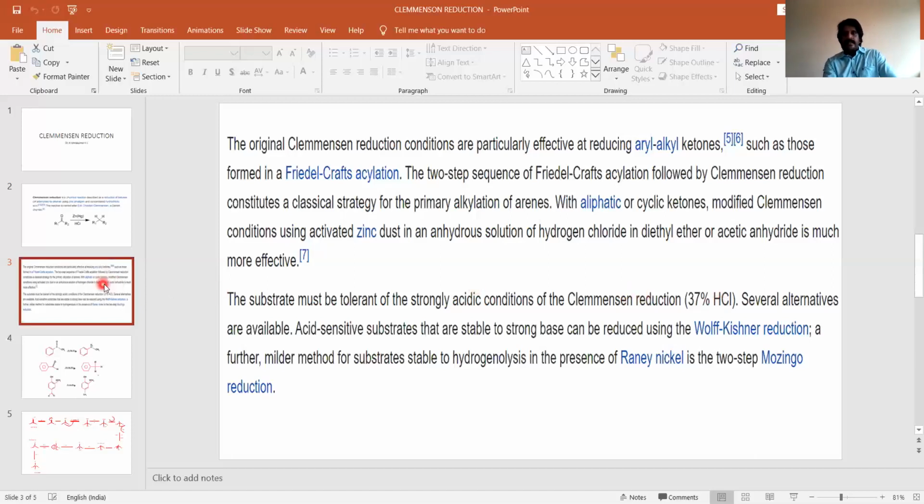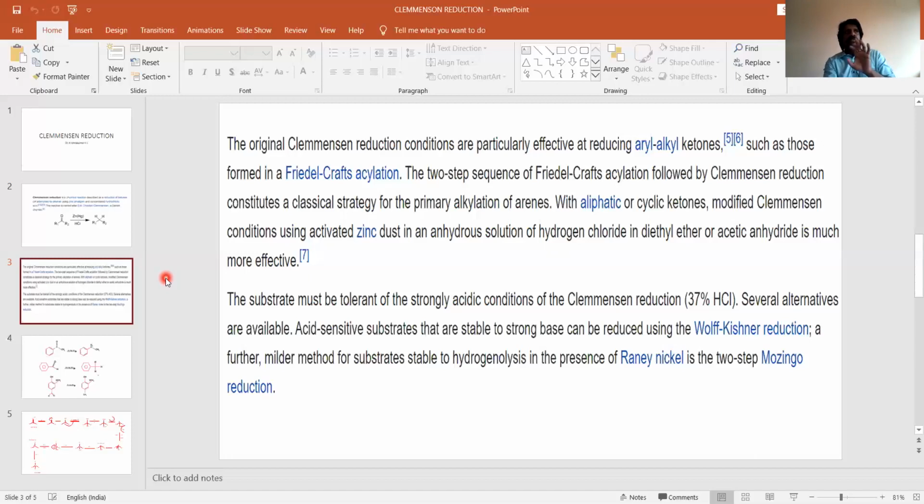So in this slide, I was trying to say that this Clemmensen reduction is applicable to, or effective in, reducing a variety of aldehydes and ketones, which usually result from Friedel-Crafts acylation. And when we change the reaction conditions, for example, zinc can be substituted with tin, and alcohol can be used in place of HCl. Such combinations can be tried. But when we use it like that, it is known as a modified Clemmensen reduction.